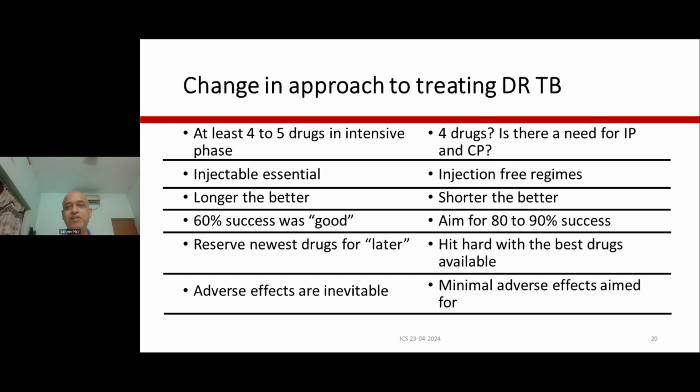And earlier we used to keep all the new drugs like bedaquiline for our most difficult patients. Today, you want to hit hard with the new drugs and get the best possible outcome for your patient. You used to think earlier that adverse effects are part of MDR management. You can't help it. Today, you want minimal adverse effects for your patient. So the whole paradigm has changed, and you're looking at MDR treatment in a very new, different way.